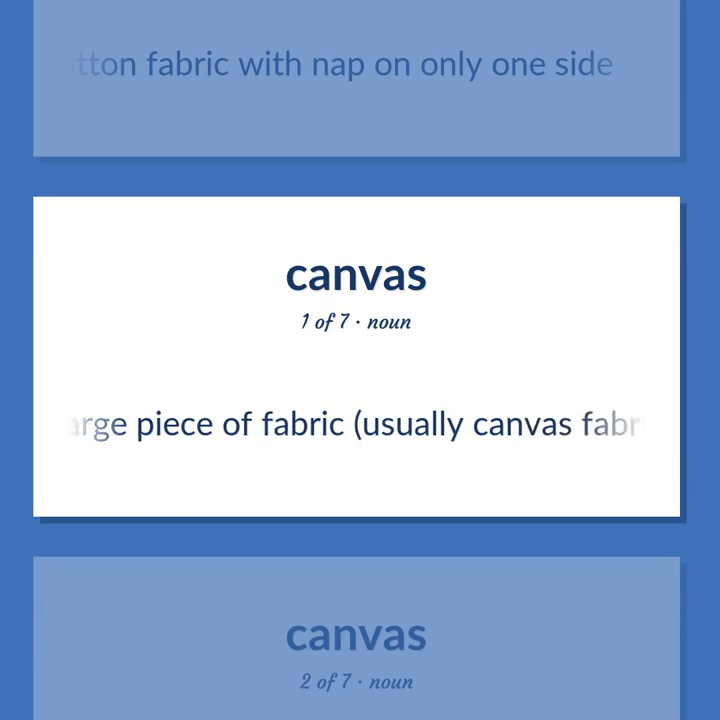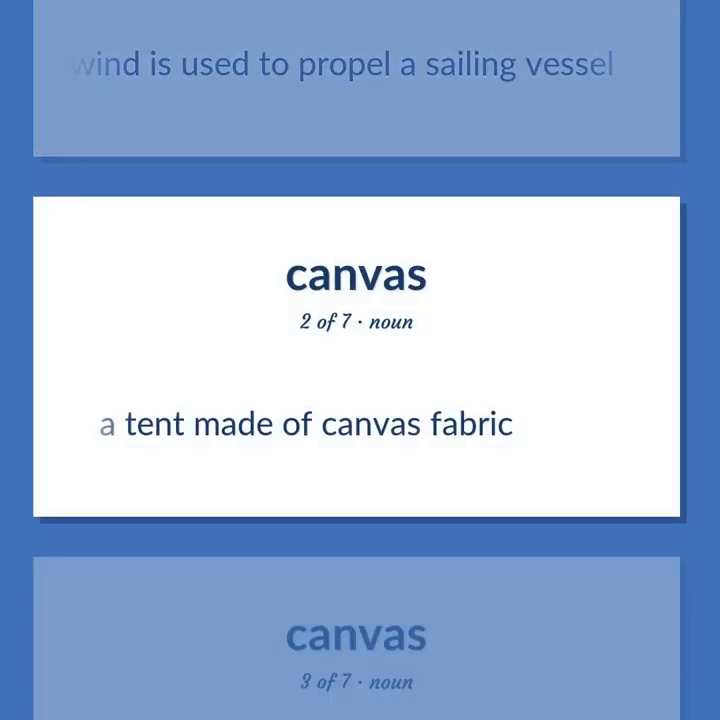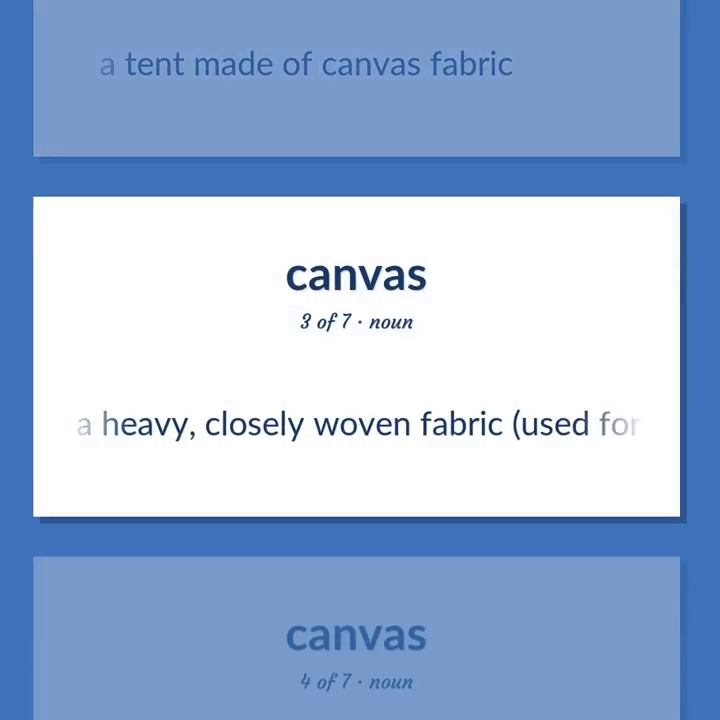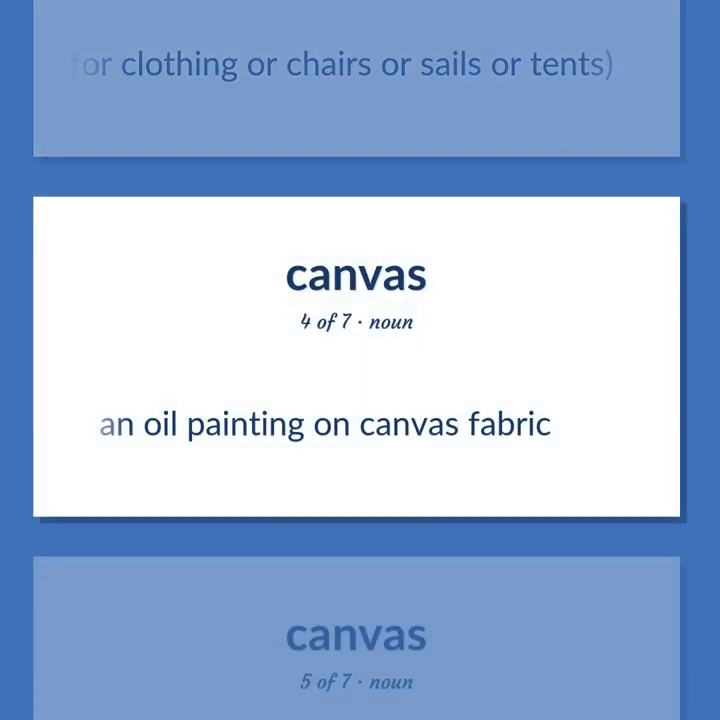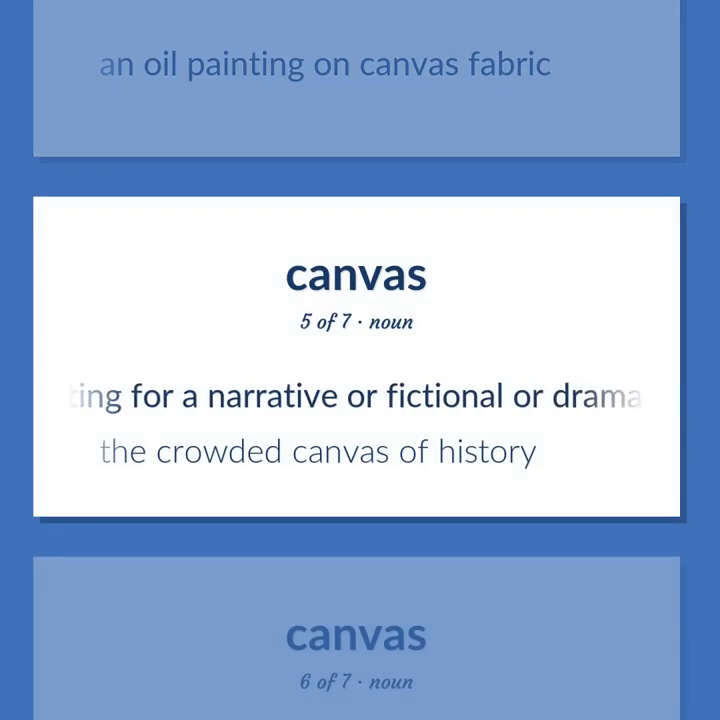A large piece of fabric, usually canvas fabric, by means of which wind is used to propel a sailing vessel. A tent made of canvas fabric. A heavy, closely woven fabric, used for clothing or chairs or sails or tents. An oil painting on canvas fabric. The setting for a narrative or fictional or dramatic account. The crowded canvas of history.